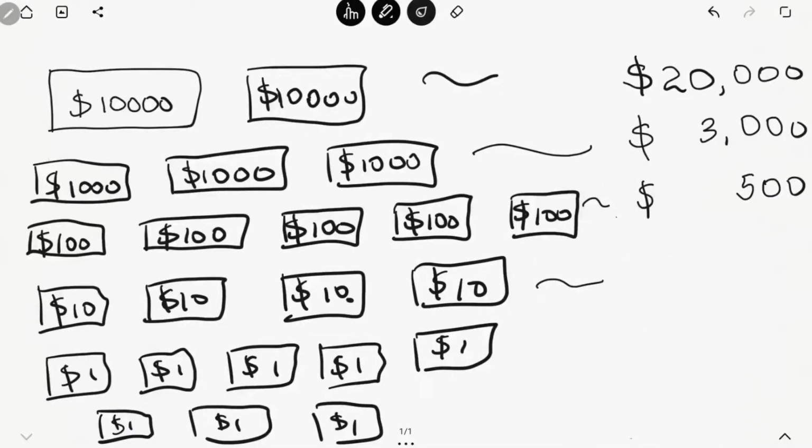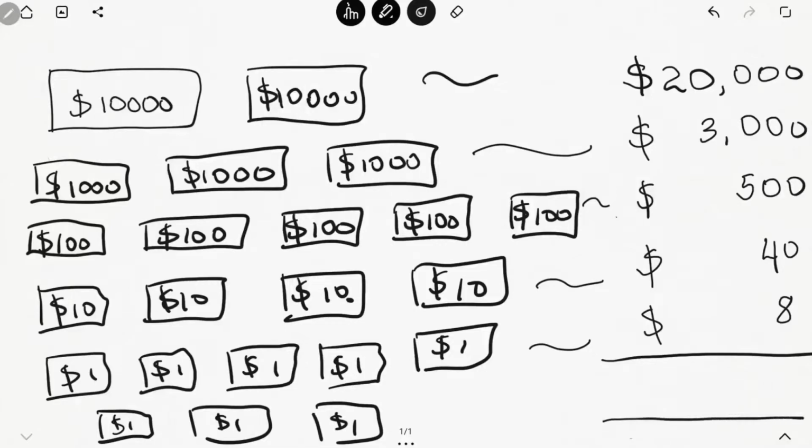If you have 4 $10 bills, how much money do you have? You're gonna have $40. And then if you have 8 $1 bills, how much money would you have? You'd have $8. All right, so the question is, how much money do you have total? You can pause the video right here, calculate how much money you have total, and then start the video back.